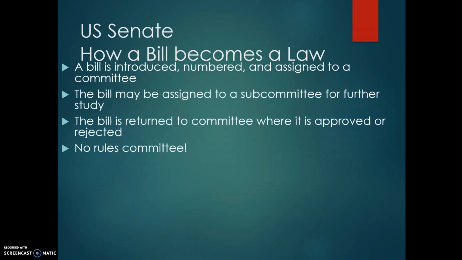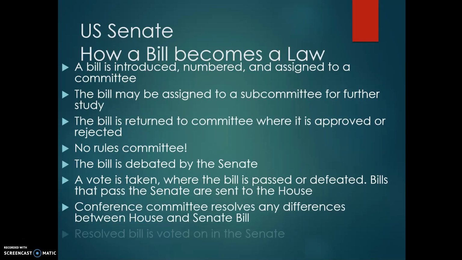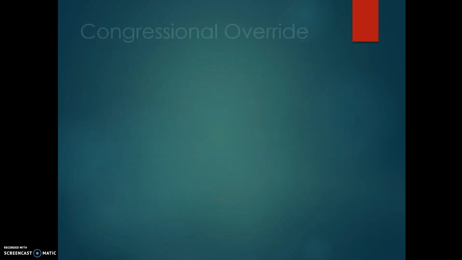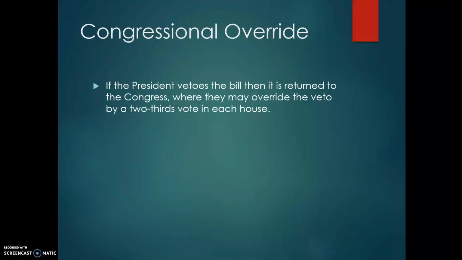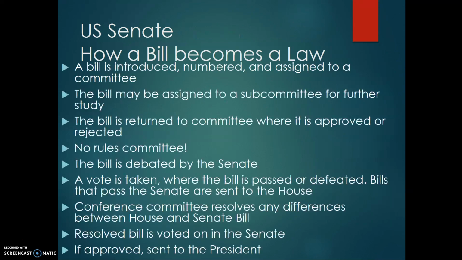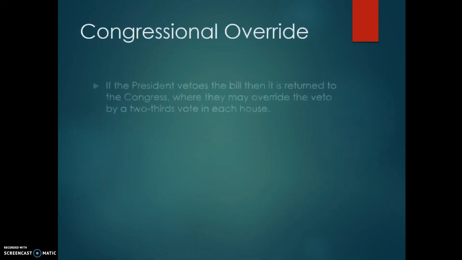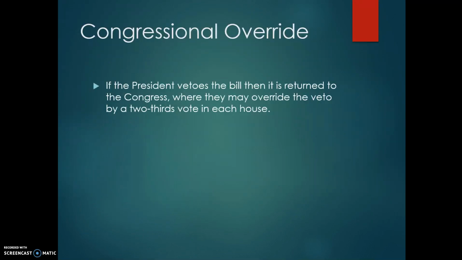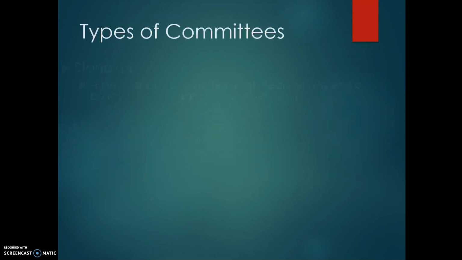Same deal here, guys. How a bill becomes law in the Senate, the same idea, but there's no Rules Committee. Okay? And the Senate does have a couple of rules that are different, as far as filibuster, but we'll get to that here in a minute. All right, congressional override. If the president vetoes the bill that is returned to Congress, they may override a veto by a two-thirds vote in each house.